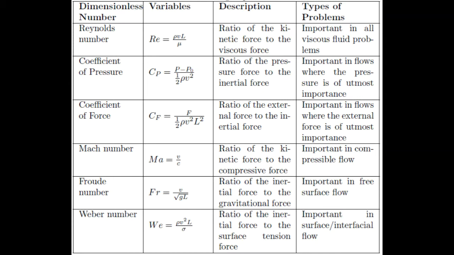So anytime viscosity is an important parameter in the problem, the Reynolds number becomes an important dimensionless number for that. Similarly, if there's a pressure, you're generally going to end up with a coefficient of pressure, Cp. If there's a force, coefficient of force shows up. If compressibility is an issue, that's when the Mach number comes into play. Froude number, generally free surface flows. If you have flow over a spillway or gravity pulling fluid down a certain height, that's where the Froude number comes in. And then the Weber number if there are any surface tension effects.